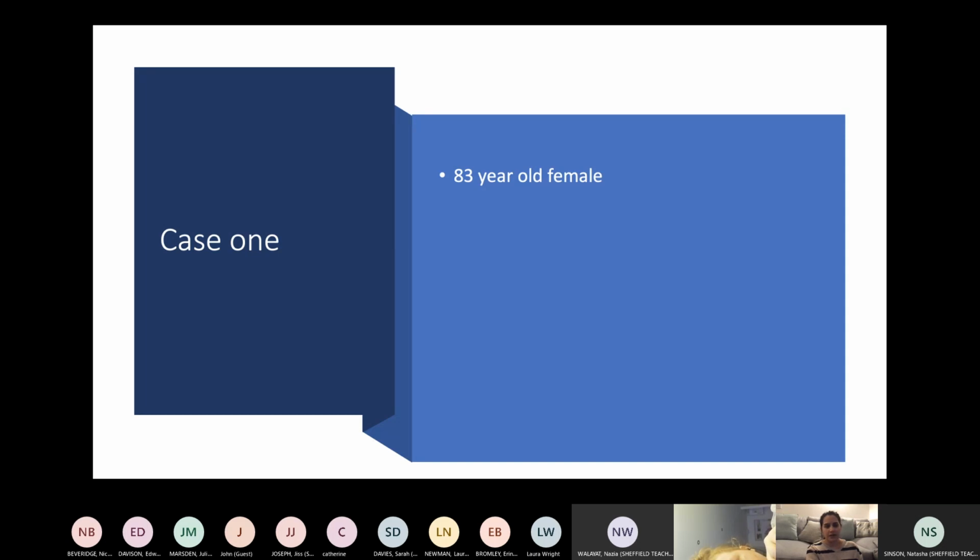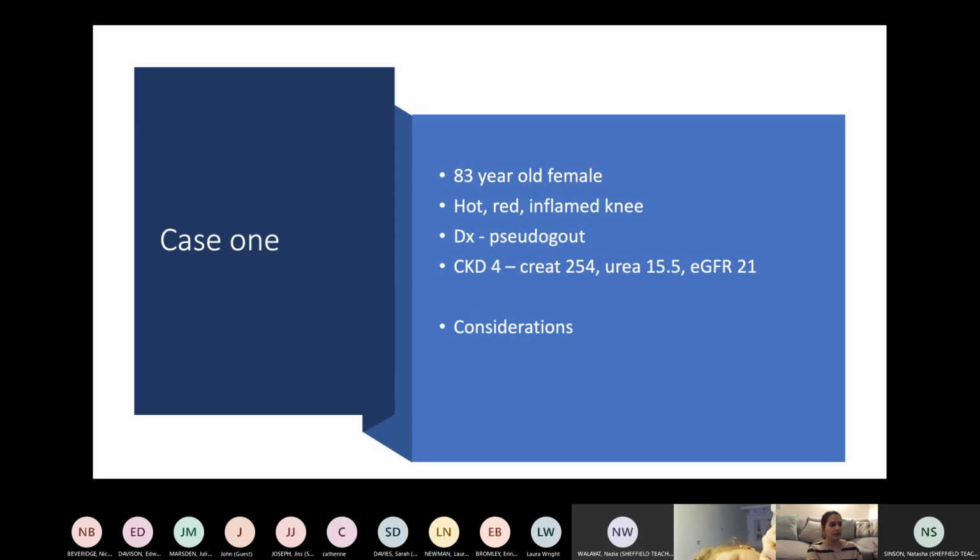So, the 83-year-old lady who has come in with a hot, red and inflamed knee. We've done an X-ray, maybe I've done an aspirate, and we've decided that this is pseudogout. But when we've looked a little bit more into it, we can see that she's got CKD4, so she's got a very high creatinine of 254, but that's normal for her. So really it's thinking about what considerations we need to take in to then decide what we're going to prescribe for this person. So if you have got chat and want to write anything, do. Otherwise, I'm just going to keep talking.